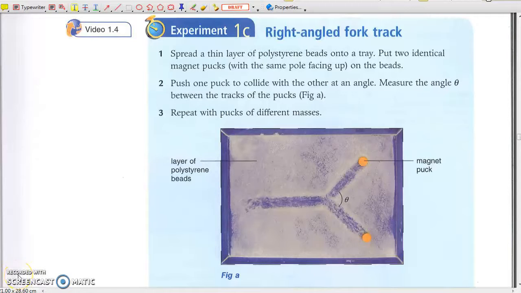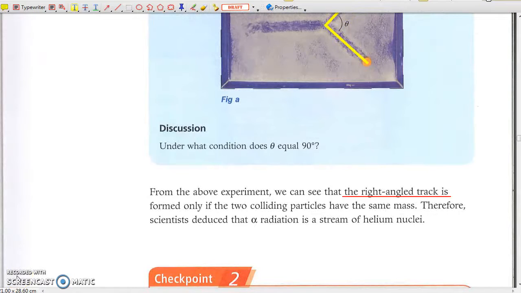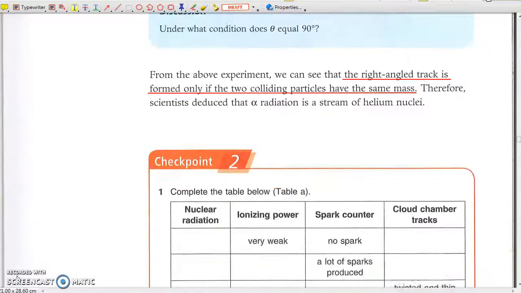From the right-angle fork, physicists deduced that our particle has the same mass as a helium atom. Since it has a strong ionizing power, physicists also find that its charge is positive 2 units. They conclude that our radiation is in fact a stream of helium nuclei. Do check point 2 below.